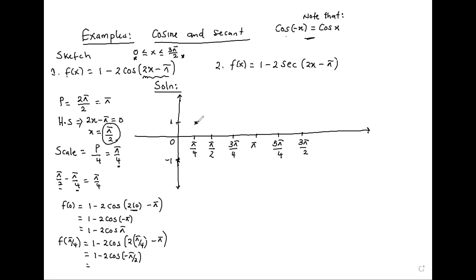And then we substitute f of pi over 2. So we have 1 minus 2 cos 2 pi over 2 minus pi. This is 1 minus 2 cos pi minus pi, we get 0. And what is cos 0? Cos 0 is 1. So we have 1 minus 2, which is negative 1.